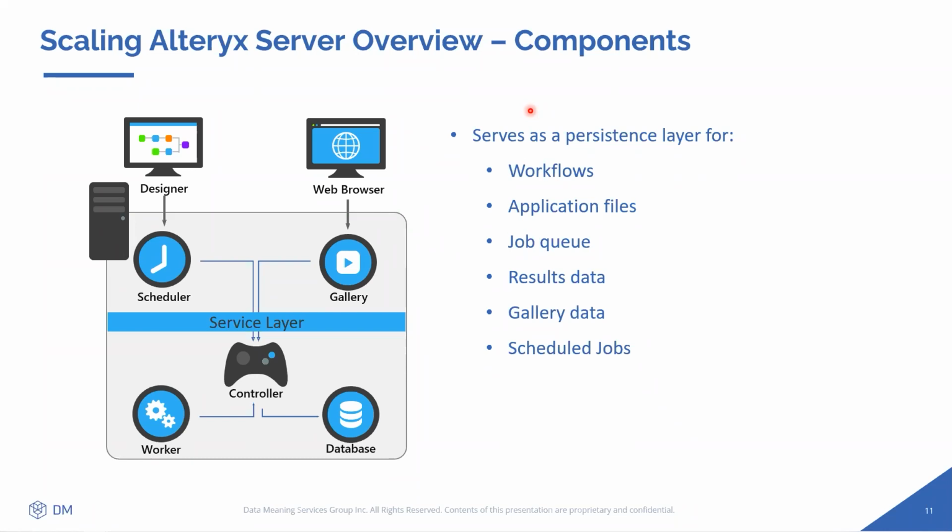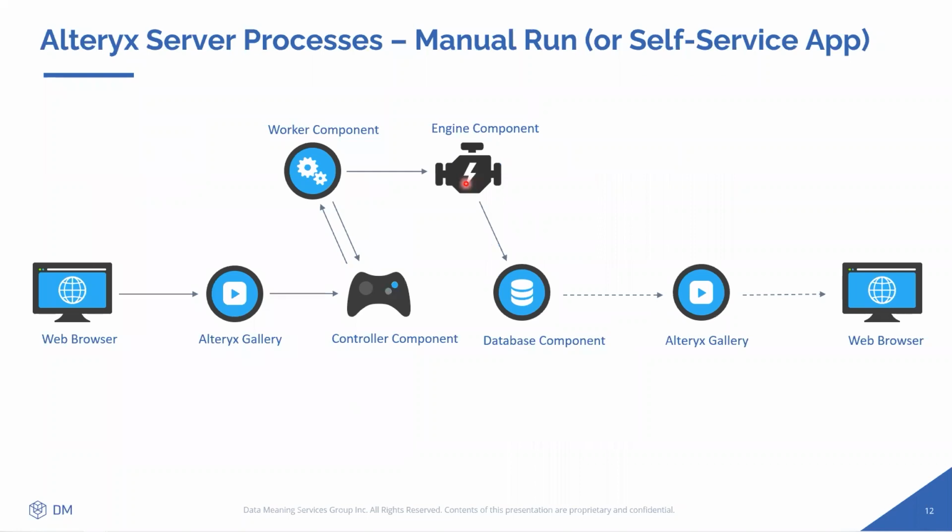But before I start talking about that, let us talk about the processes once again. So the idea here is for you to have the whole picture of what is actually happening. So if you have a manual run or an analytical app being used, as you can see, all the components are being used. So if you have more workflows being run, more users accessing the gallery, you are using more of each of the components.